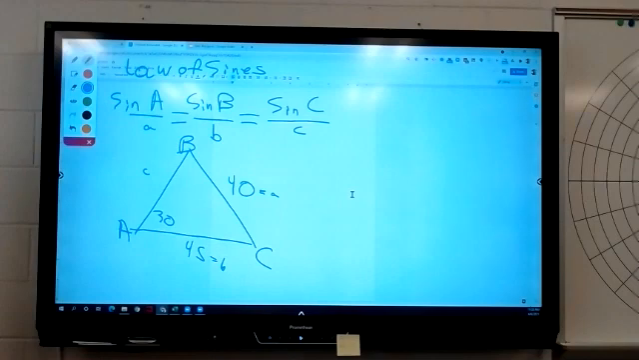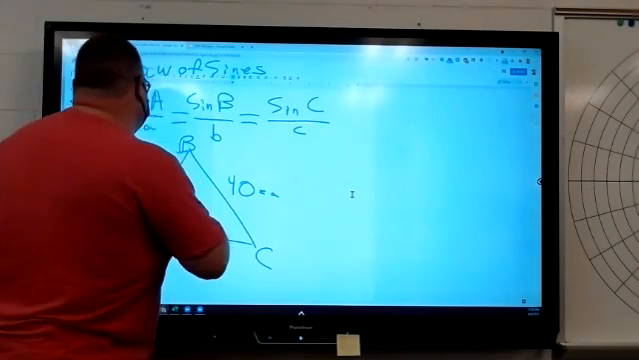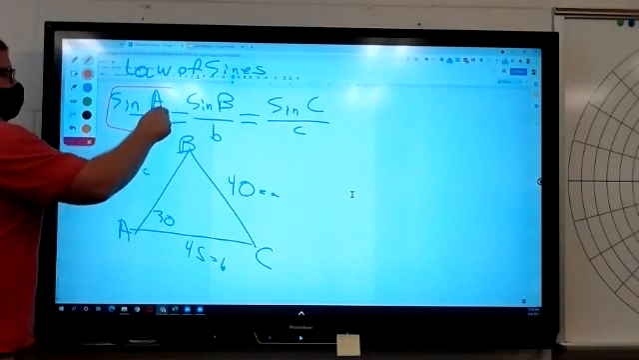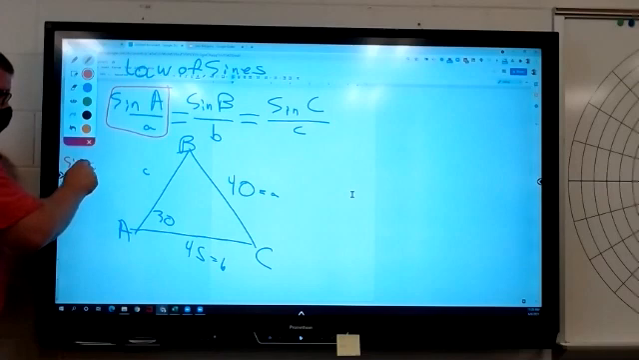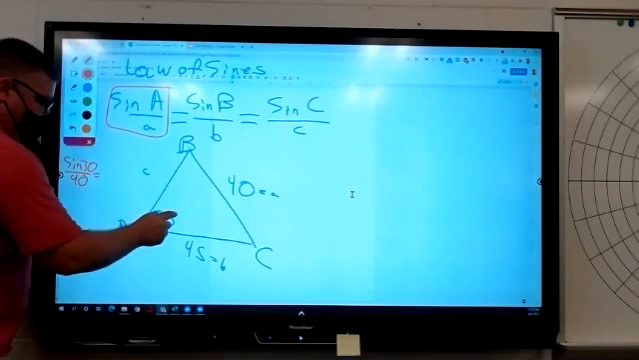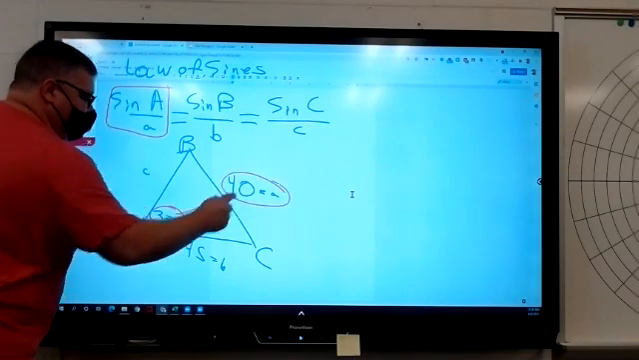Here's the deal. Law of sines simply means I need to find a pair that I know. Which angle, A, B, or C, do I know both the angle and the side that go with it? A. So if I said sine of A over a, I'm going to say sine of 30 over the side 40. Does everybody agree with that? I got this pair right here.